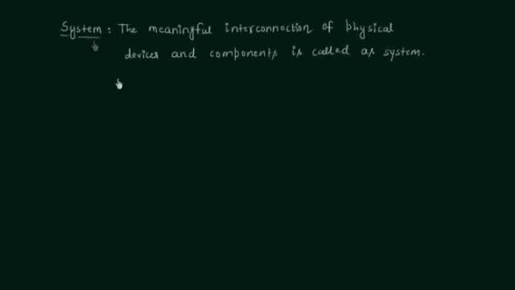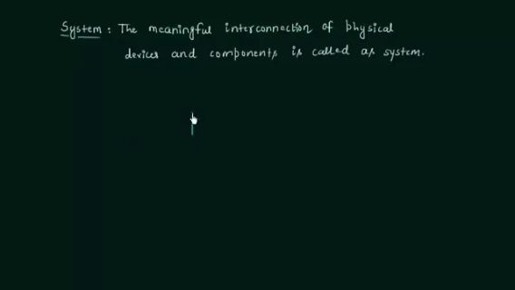Now I will explain what we mean by a system. The meaningful interconnection of physical devices and components is called a system. I will repeat the definition again. The meaningful interconnection of physical devices and components is called a system. System alone cannot achieve anything.